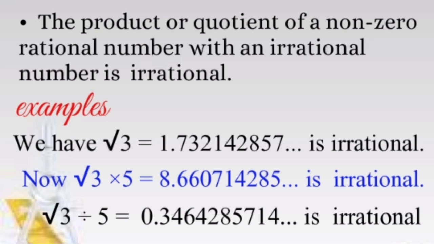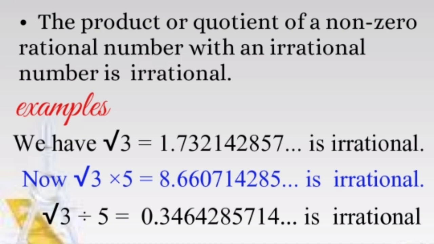For example, root 3. The number root 3 is irrational. Root 3 equal to 1.732142, etc. It is a non-terminating, non-repeating number, so it is irrational. Now 5 is a rational number. If we multiply root 3 with 5, root 3 into 5 equal to 1.732, etc. into 5, we will get the answer 8.660714, etc. It is also an irrational number because it is non-terminating, non-repeating.